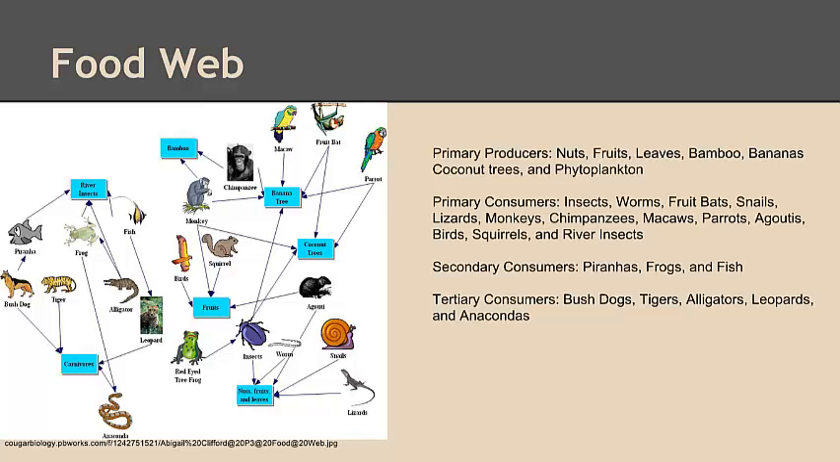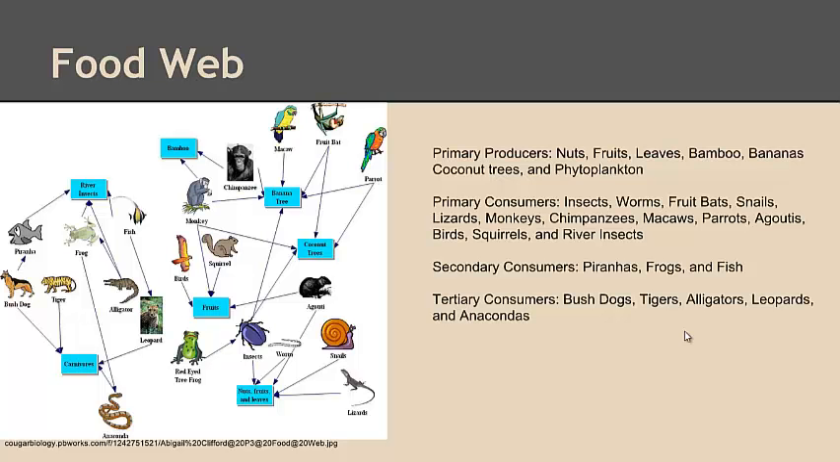The primary consumers are insects, worms, fruit bats, snails, lizards, monkeys, chimpanzees, macaws, parrots, agoutis, birds, squirrels, and river insects. The secondary consumers are piranhas, frogs, and fish, while the tertiary consumers are bush dogs, tigers, alligators, leopards, and anacondas. An example of a food chain you could draw out from this food web is that phytoplankton are eaten by river insects, which are eaten by frogs, which are eaten by anacondas.